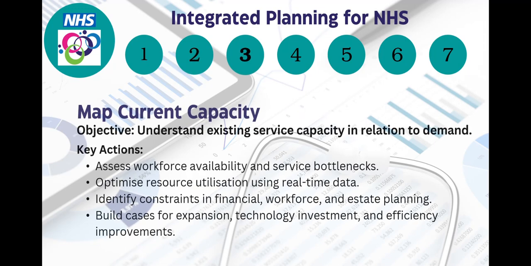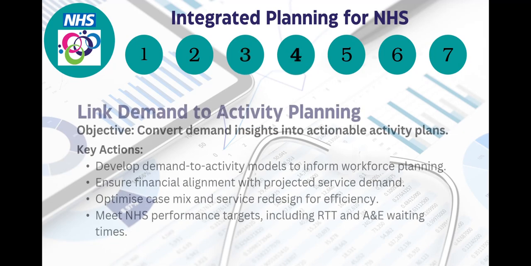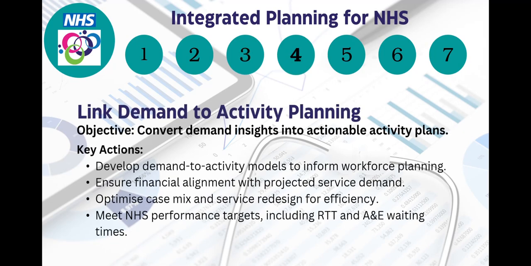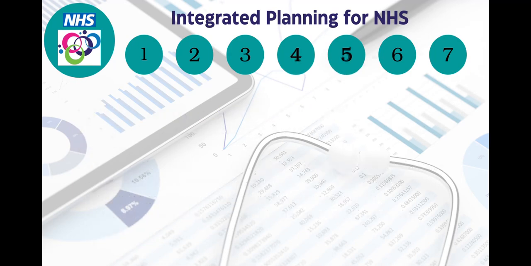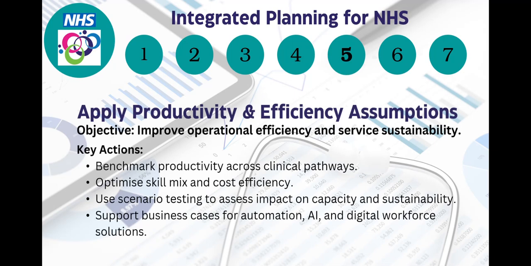Step 3. Map current capacity, using the activity and workforce models to calculate current capacity in relation to available resources. Step 4. Link demand to activity planning, translating current capacity into actionable activity plans. Step 5. Apply productivity and efficiency assumptions, using performance and productivity models to generate metrics for the trusts.